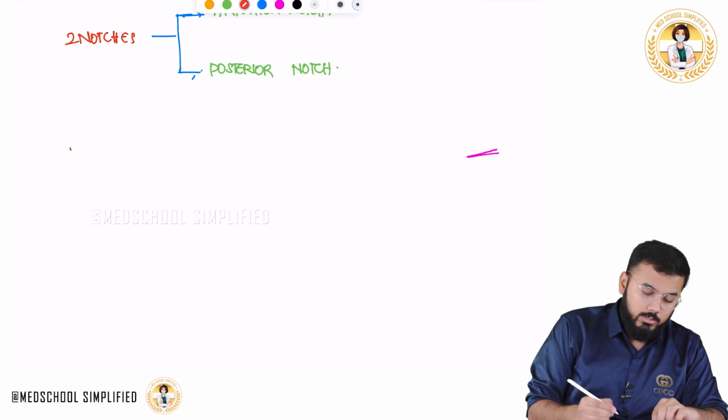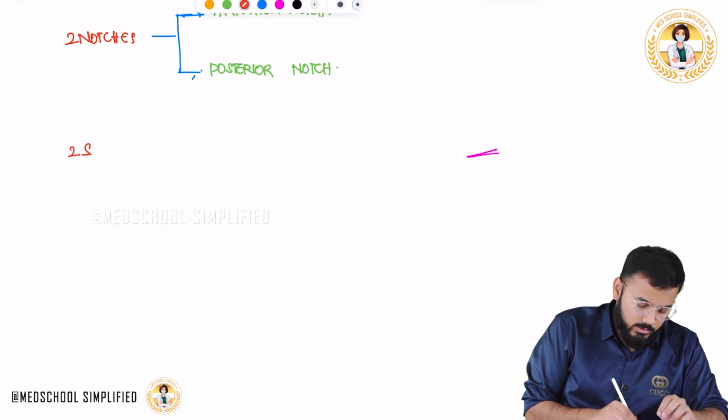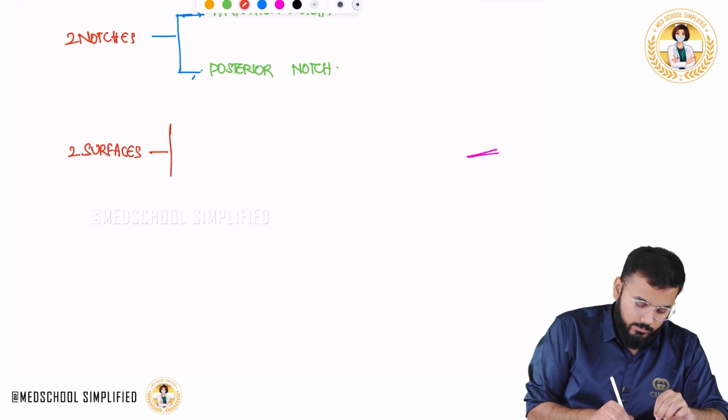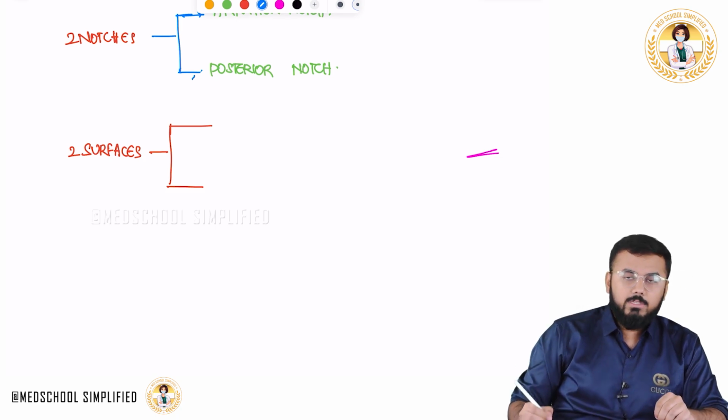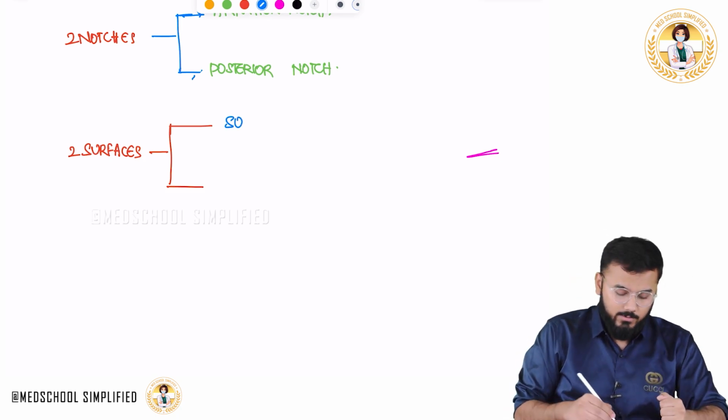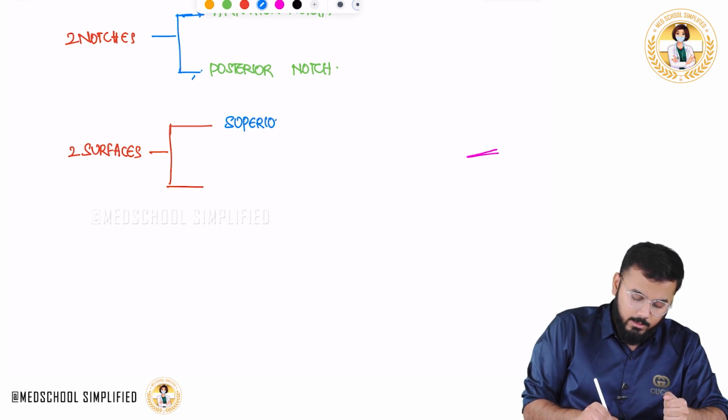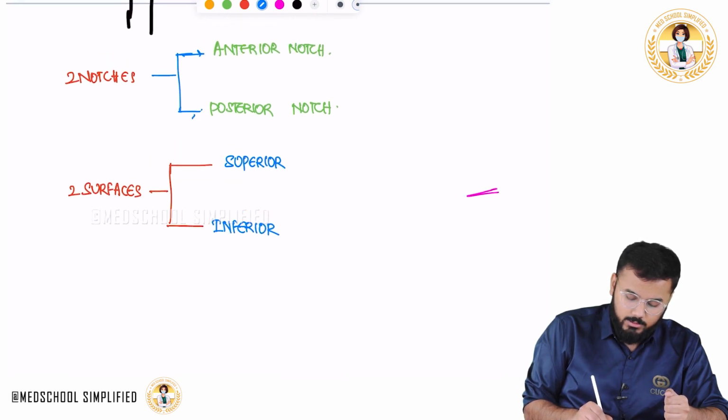Now after these two notches, the next important thing is it has got two surfaces. So what are the two different surfaces? One is called the superior surface, another one is called the inferior surface.